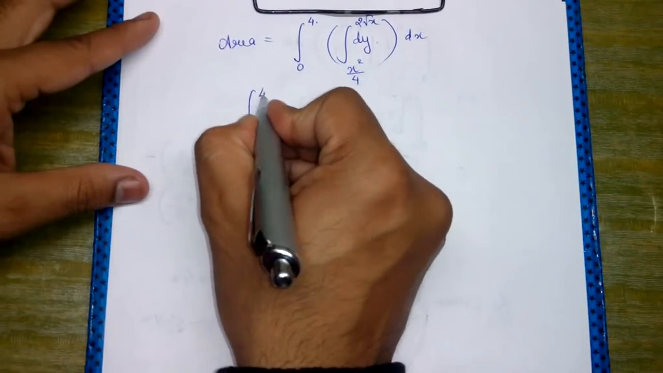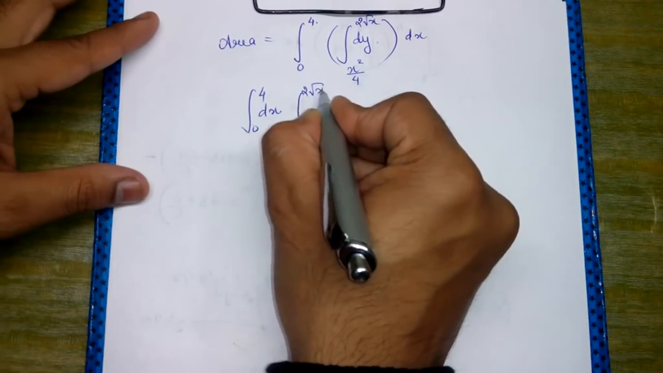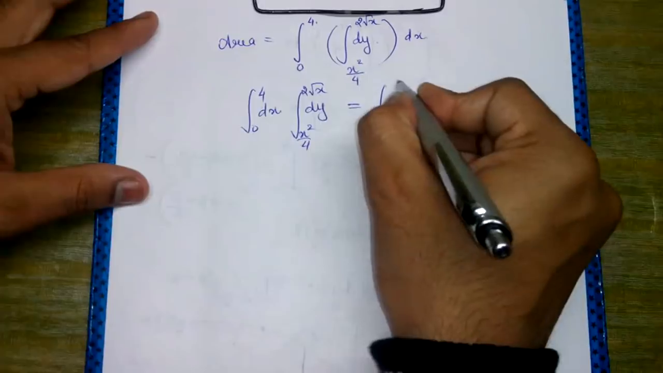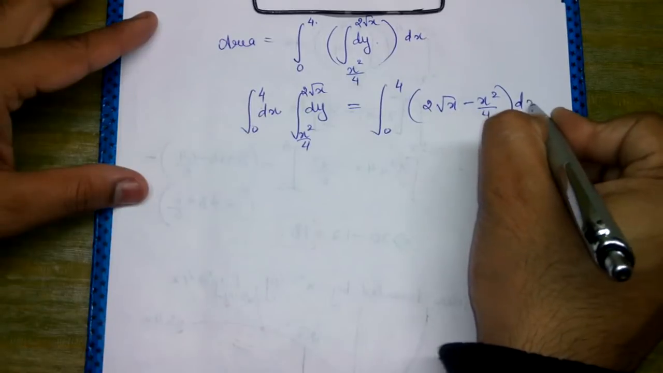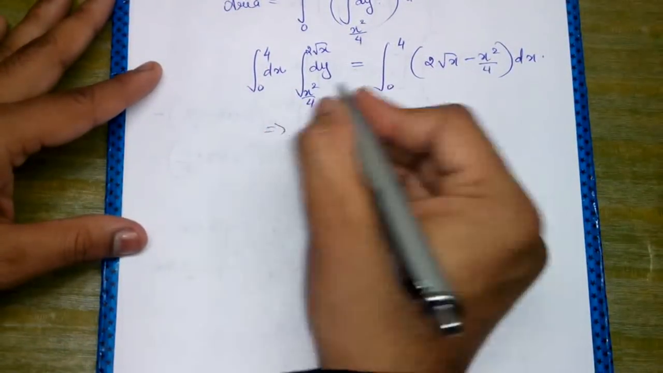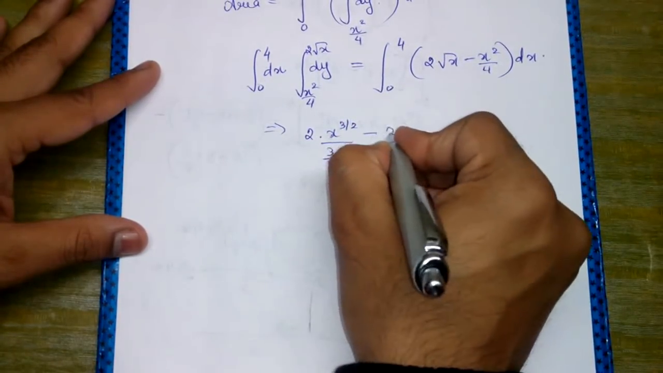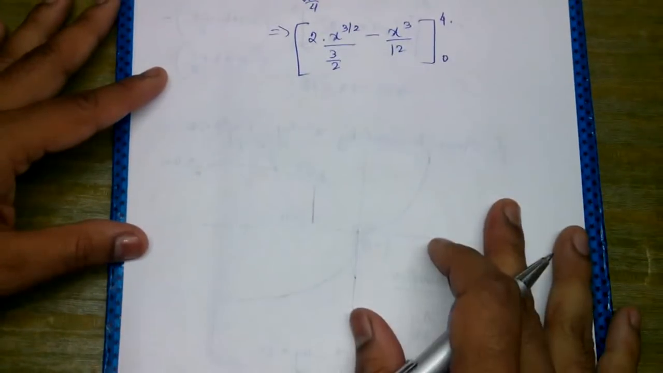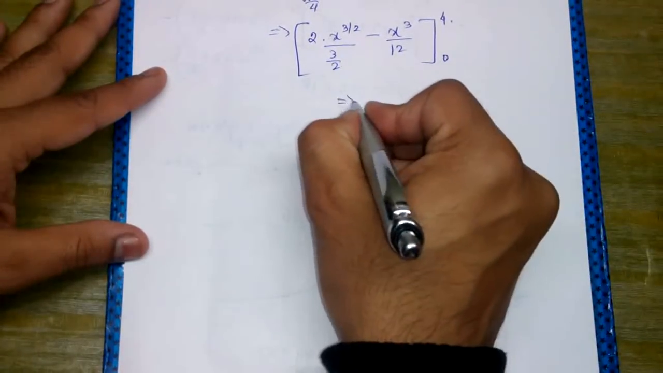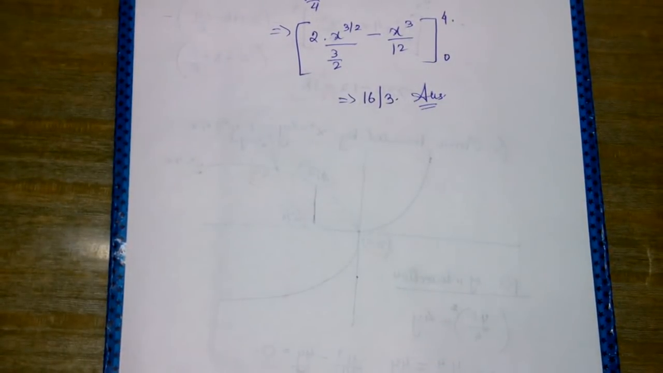Now let us solve. 0 to 4 dx, and inside it the integral from x square upon 4 to 2 root x of dy. This is simply the integral from 0 to 4 of (2 root x minus x square upon 4) dx, and after integrating it you will get 2 into x to the power 3 by 2 whole upon 3 by 2, minus x cube upon 12. The limits are from 0 to 4. Now when you solve it, the answer you will get is 16 upon 3. So this is the actual answer for the area bounded between the two curves.